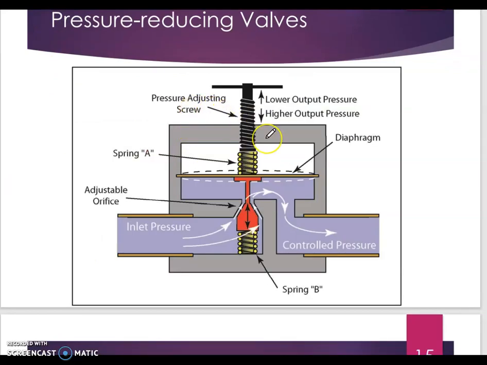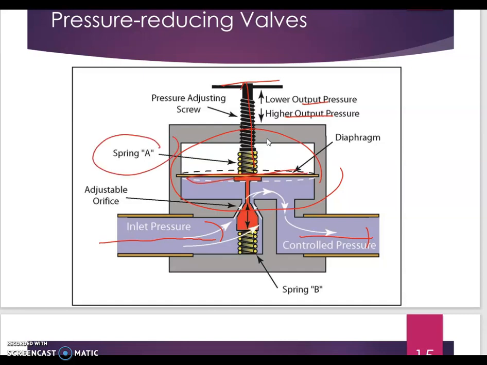With the pressure reducing valve, the inlet pressure comes in from here, and before it goes to the outlet, there is a compartment here to reduce the pressure. There is one handle to control the lower output and higher output pressure, and there is one diaphragm here that controls the flow by the function of the spring here.